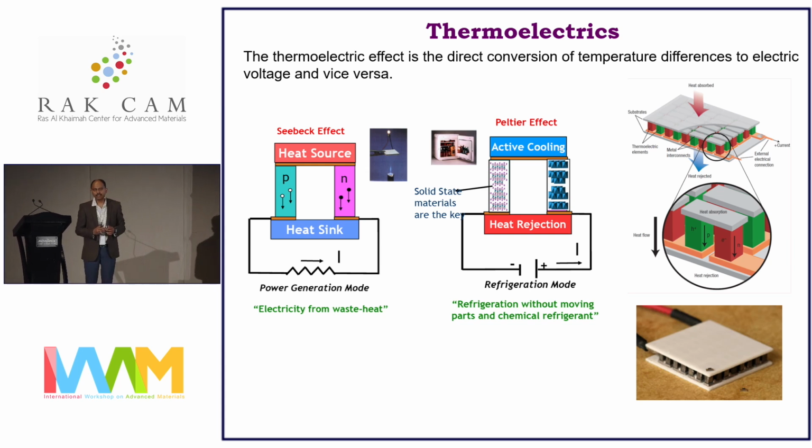And that has been divided into two effects. One is the Seebeck effect, which was discovered 200 years back. In the Seebeck effect, we have a temperature difference, and P- and N-type semiconductors, or rather degenerate semiconductors, connected in electrical series, can generate voltage from this temperature difference. The device geometry is electrically series but thermally parallel.